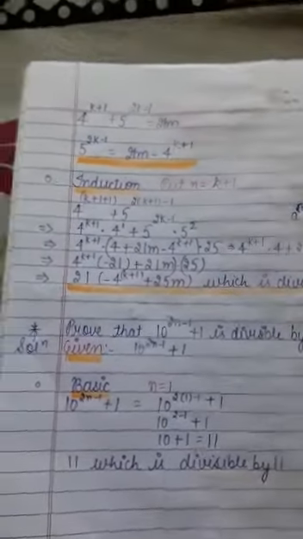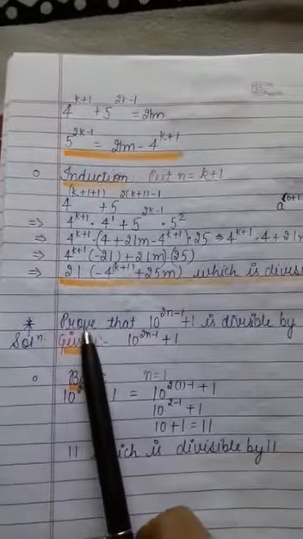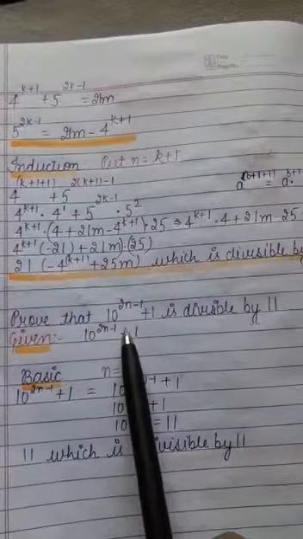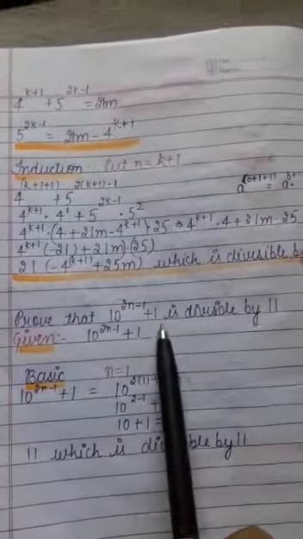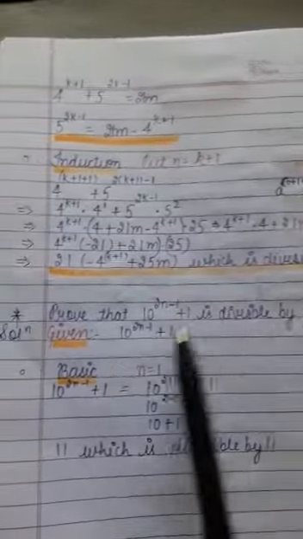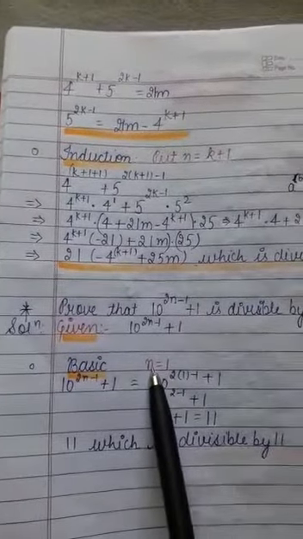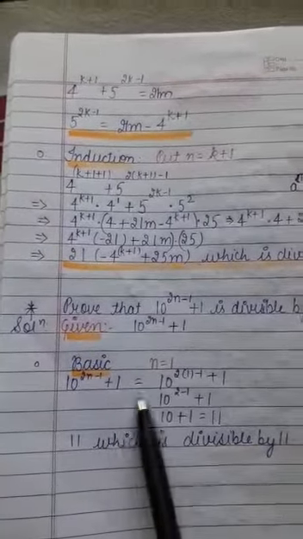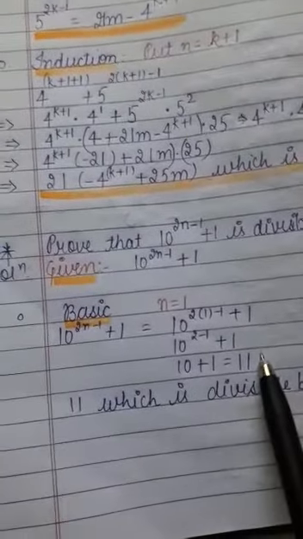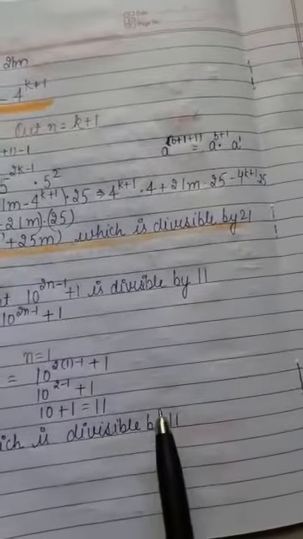So here I'm giving you a simple example: prove that 10 raised to power 2n minus 1 plus 1 is divisible by 11. So simply we have to put n equals 1. By putting this we get 11. So 11 is divisible by itself, right?